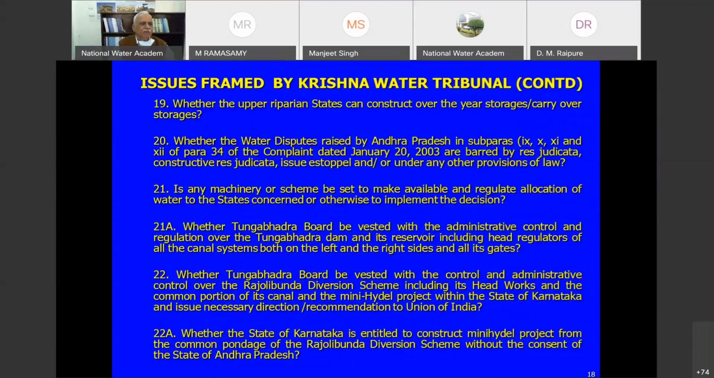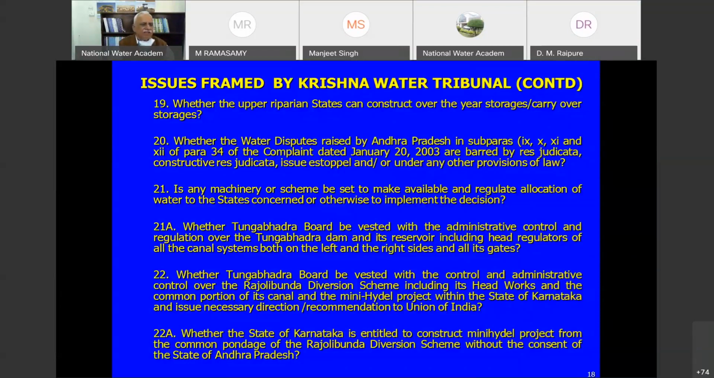Issue number 19, whether the state can construct over-the-year storages or carry-over storages. Issue number 20, whether the water disputes raised by Andhra Pradesh in subparas 9, 10, 11 and 12 of para of the complaint are barred by res judicata or constructive res judicata, issue estoppel and or under any provisions of law. Issue number 21, whether any machinery or scheme be set up to regulate allocation of water to the states concerned or otherwise to implement the decision.